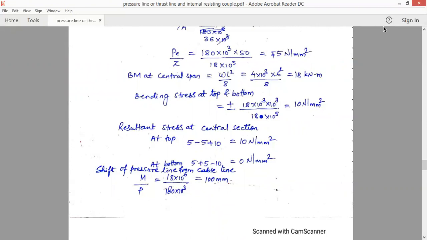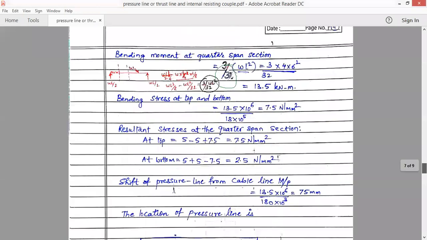So central span bending moment will be calculated as WL square by 8. Right, for the central span we will be calculating the moment as WL square by 8. But what about the quarter span? So at the quarter span we will calculate it with a simple bending moment calculation here. So this is the central span section here, and here is the quarter span section.